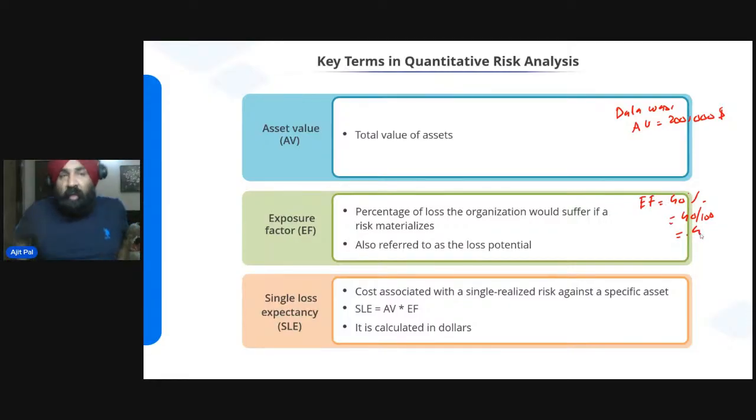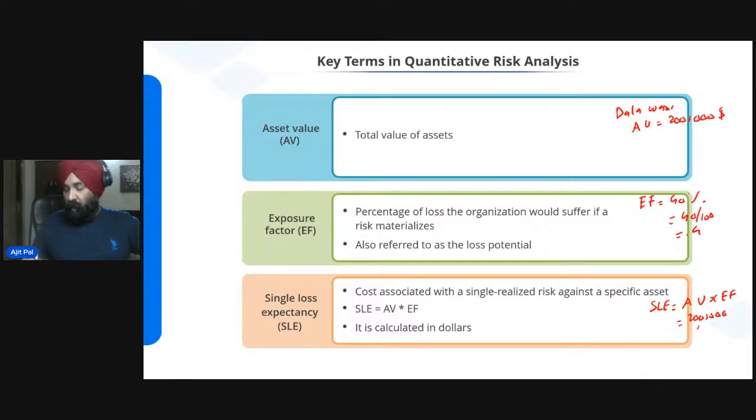What is SLE? It is like an impact we are calculating. SLE stands for single loss expectancy. What is single loss expectancy? The loss in dollars if a risk is realized against an asset one time. So it is a product of AV into EF. What is AV?